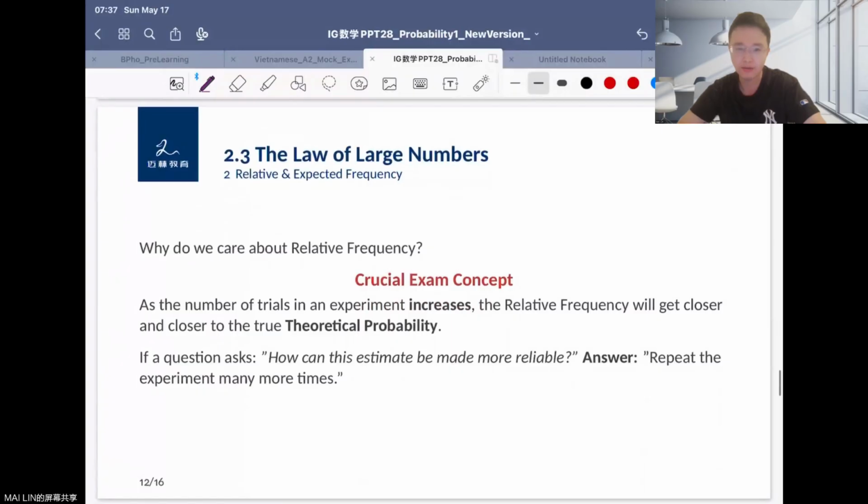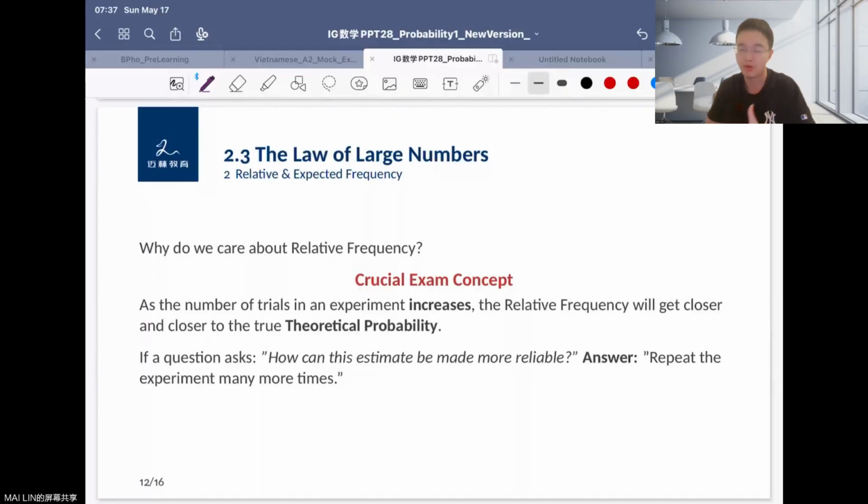And we also have a law called the law of large numbers. What does the law of large numbers mean? It means that when the number of trials increases, the relative frequency will get closer to the theoretical probability. For example, you are throwing a dice and want to get the number 1. You throw 10 times and get 2 ones, so the probability here is 2 over 10, right? But theoretically, the probability equals 1 over 6.